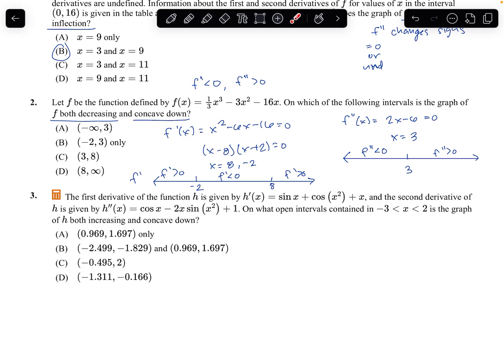One second. So concave down, not concave up. Concave down, so that's going to be between -2 and 3 only. So -2 and 3, so B.